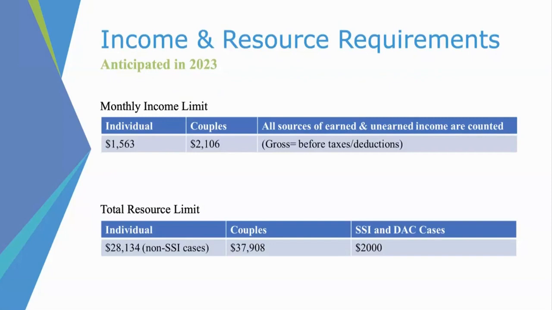So the income and resource requirements, which are anticipated for 2023: the monthly income limit for an individual will be $1,563, and for couples, $2,106. And then your total resource limit will be $28,134 for non-SSI cases, and for couples, that will be $37,908. And for SSI and DAC cases, that will be a $2,000 resource limit. Next slide, please.